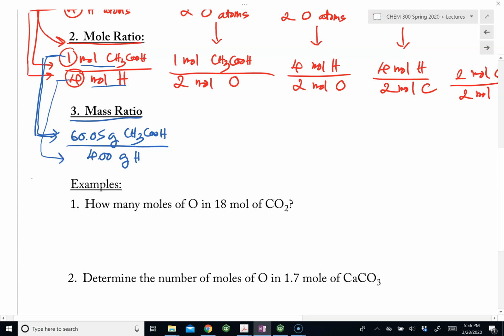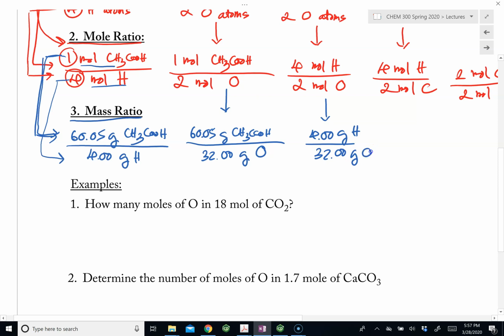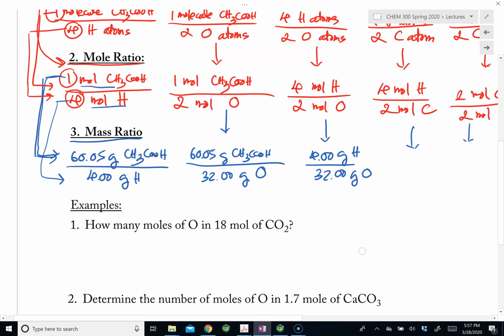And now we have the following mass ratio: the mass ratio between the mass of the entire substance to the mass of an individual element that makes up that substance. And similarly, we can also convert this into the mass ratio as follows: 60.05 gram of acetic acid over 2 mole of oxygen, and 2 mole of oxygen weighs 32.00 gram of oxygen. And similarly, we can convert mole of hydrogen and mole of oxygen into mass in gram as well, and we have the following: 4 gram of hydrogen over 32 gram of oxygen. And we can do the same thing for these 2 other conversion factors as well. So this is now the mass ratio.